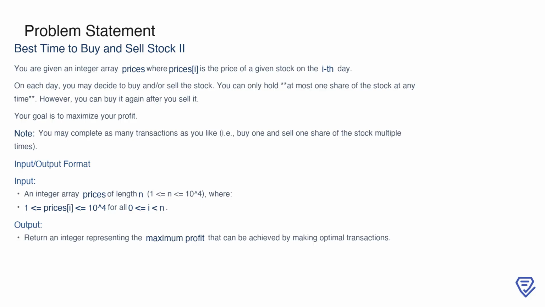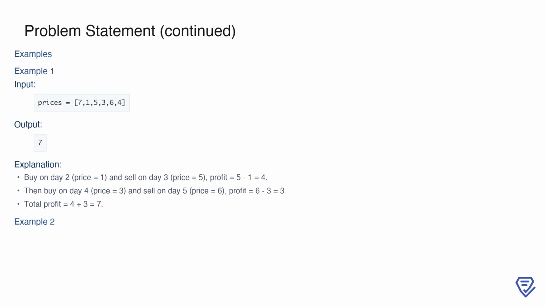The challenge is to maximize your total profit by making as many transactions as needed, where a transaction is defined as buying one share and then selling it later. The input is an array of stock prices, and the output is an integer representing the maximum profit you can achieve through optimal transactions. To better understand the problem, let's look at an example.